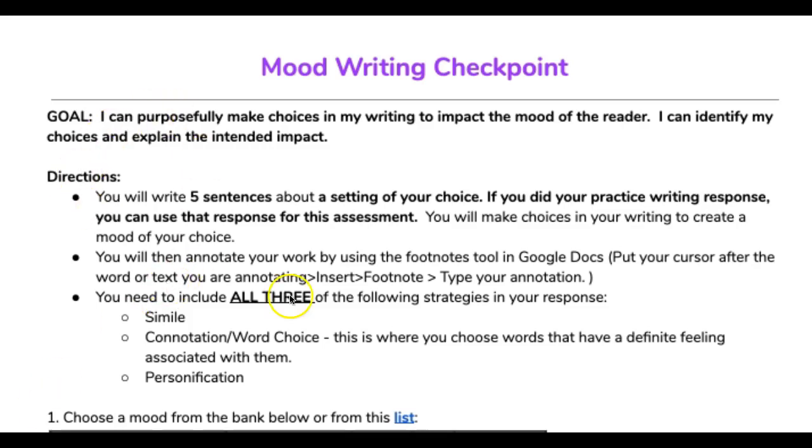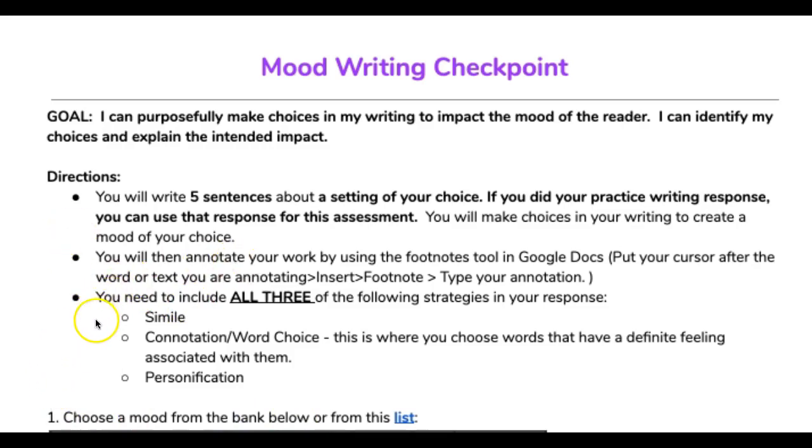So write 5 sentences. Again, if you have your 5 sentences already, what you're going to want to do is just revise those to make sure they fit our requirements. Then you're going to annotate your work by using the Footnotes tool in Google Docs, which I'll show you in this video. And you are going to need to make sure you include all 3 of the following strategies. Your footnotes are going to be you marking these strategies that you're using.